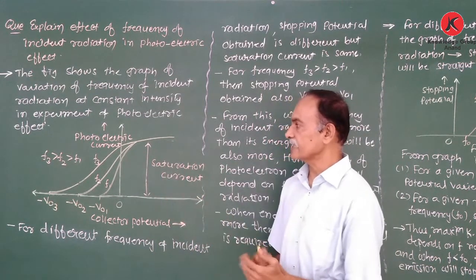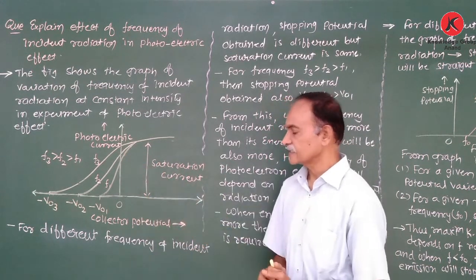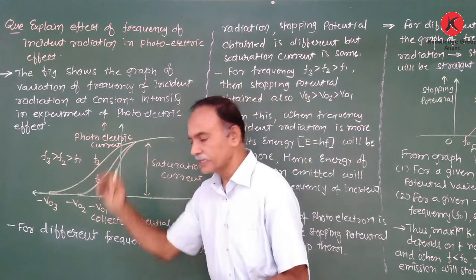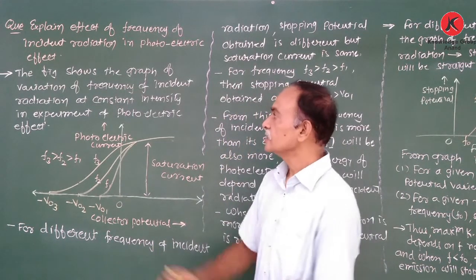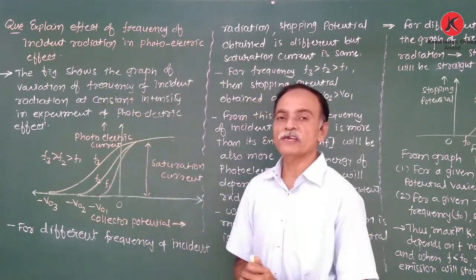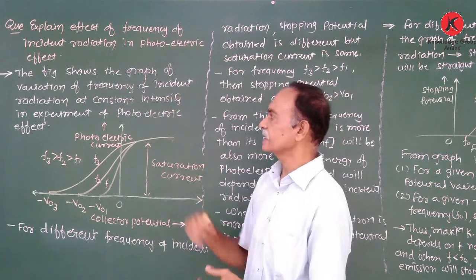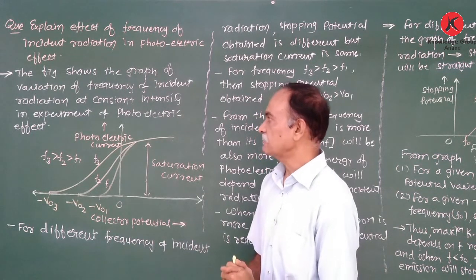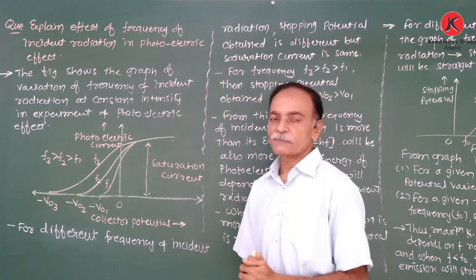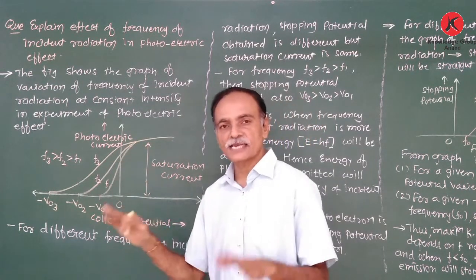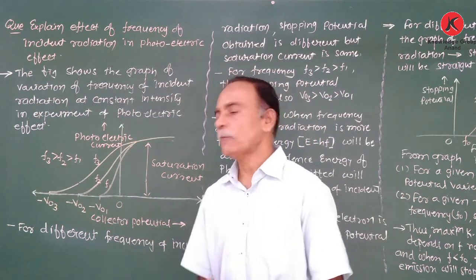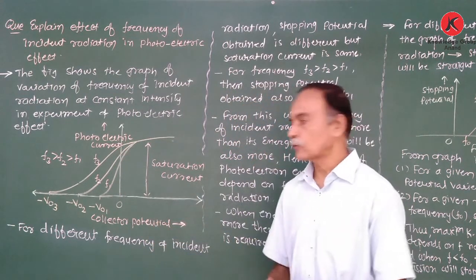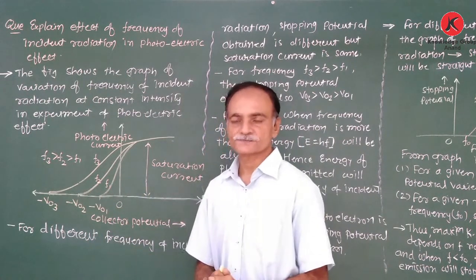Here we draw the graph of photoelectric current versus the collector potential for three different values of the frequency F1, F2 and F3 of incident radiation. So here the figure shows the graph of variation of frequency of incident radiation at constant intensity in the experiment of photoelectric effect. That means we keep the intensity of incident light constant and we draw the graph of photoelectric current versus the collector potential for three different values of the frequency.